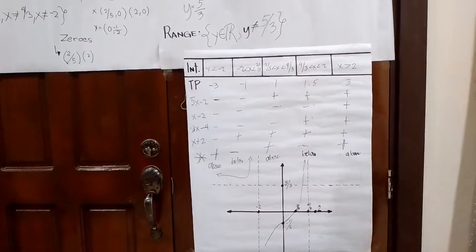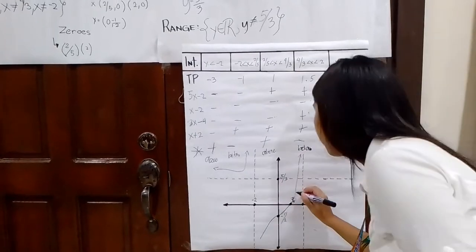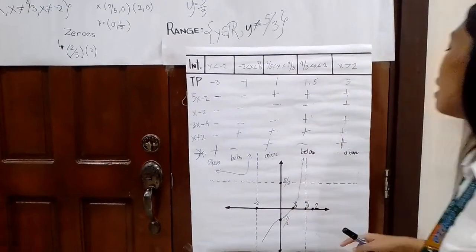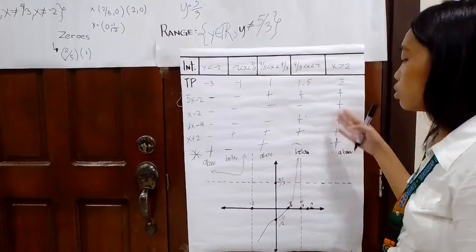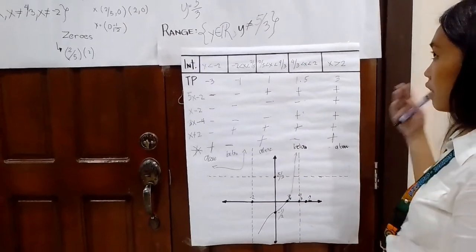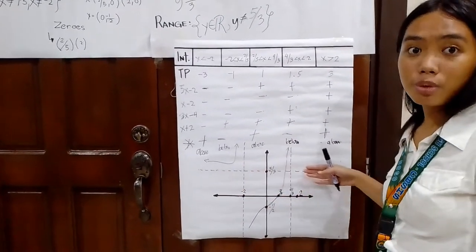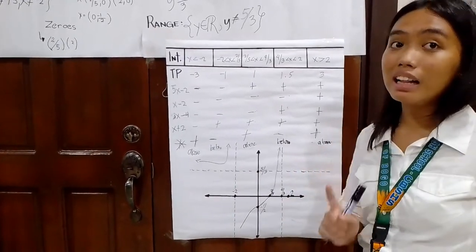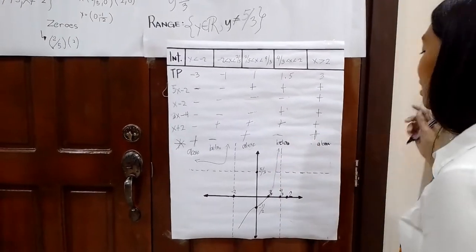The rule is that the graph can pass through the horizontal asymptote, but never the vertical asymptote. So, next is this.